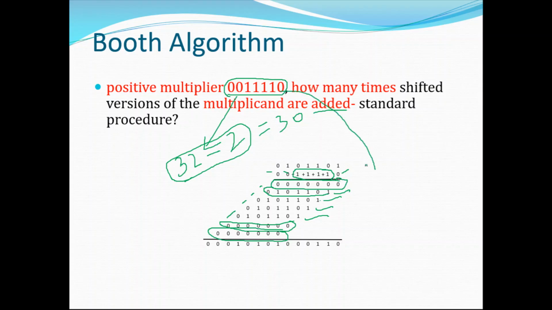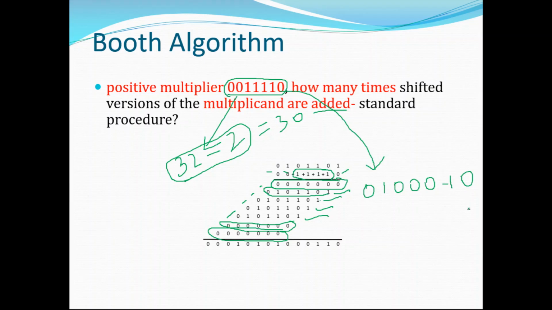So Booth has introduced a different notation which is quite different. I can write this number something like this: 0, 1 followed by 3 zeros, 1, and then minus 1. Normally we don't use minus 1, but Booth representation allows minus 1 and 0.